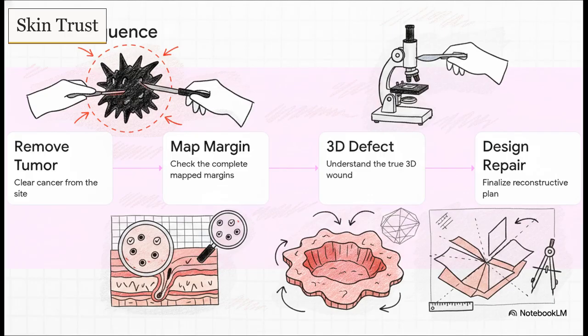Think about it. If you move a massive flap of tissue over a wound that still harbors cancer cells, you're literally burying that tumor. And doing that makes treating it later incredibly difficult and downright dangerous. The true defect has to dictate the final design.